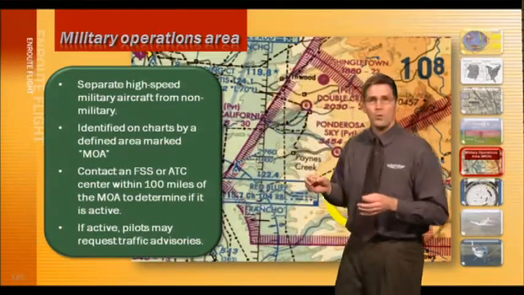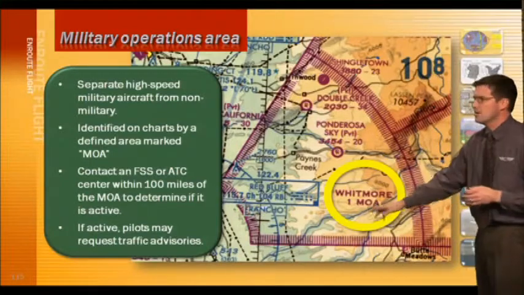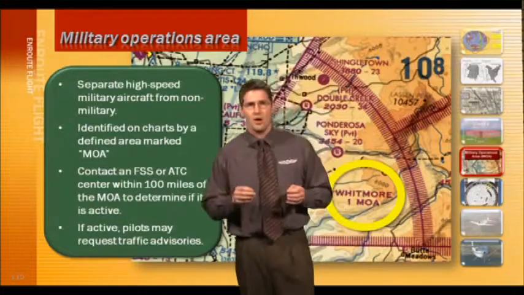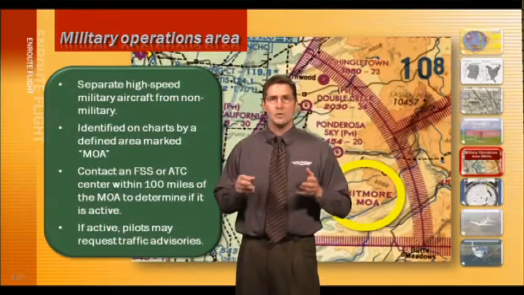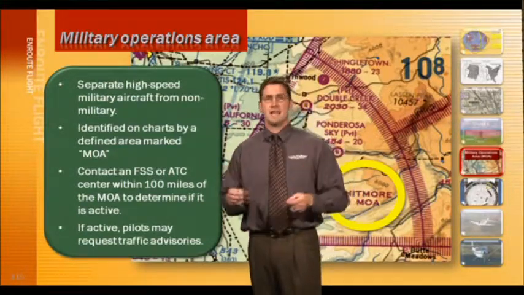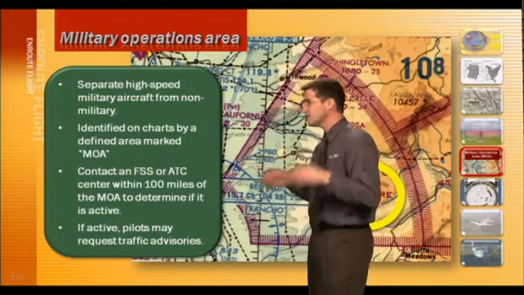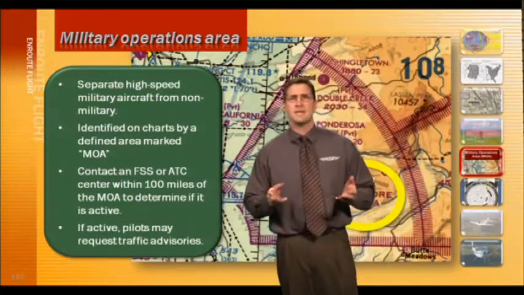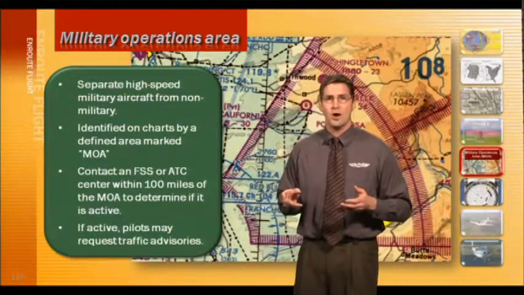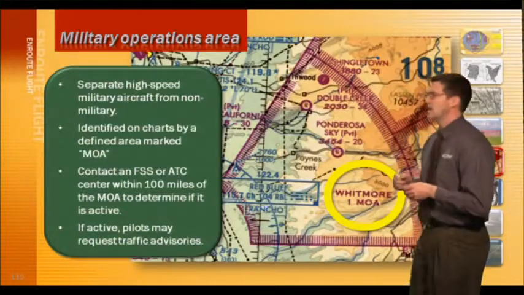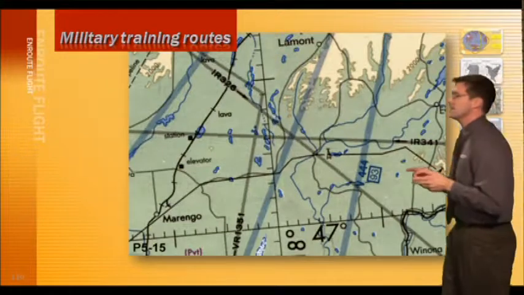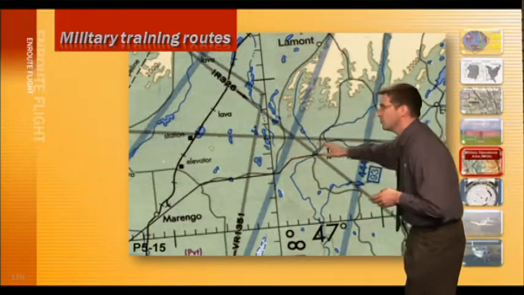The MOA is named Whitmore 1 MOA in this particular case and is shown by this circle right here. You do not need permission to enter a MOA as no live weapons are involved, but whenever possible, it's a good idea to avoid MOAs on your flight. If you do decide to fly through a MOA, you should verify its status before wandering inside. You can learn more about MOAs in the Airspace tab on a sectional chart. The information available there includes the floor and ceiling of the MOA, operating times, and the particular name of the controlling agency.